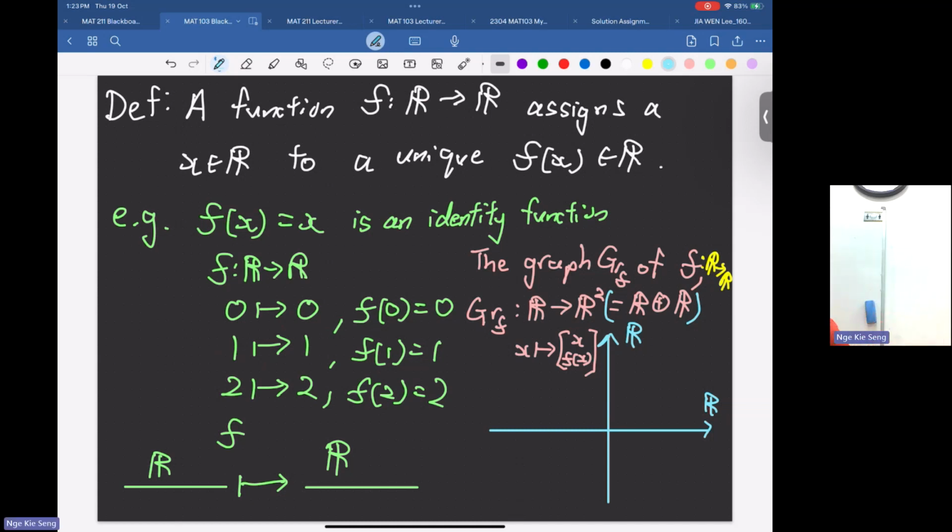For example, how to realize this in particular? What is the graph of the identity function? When x equals 0, we have (0, 0). When x equals 1, we have (1, 1). Then (2, 2), then (-1, -1), and then (-2, -2). Then you can form a straight line.